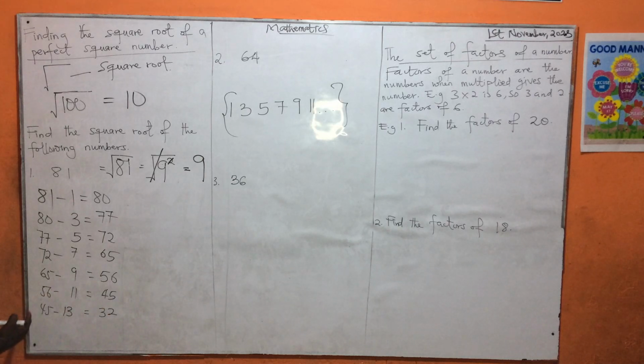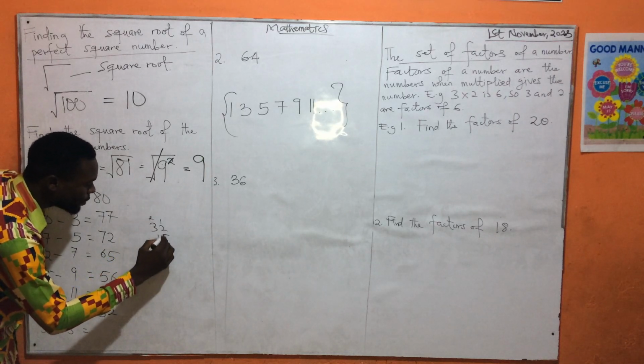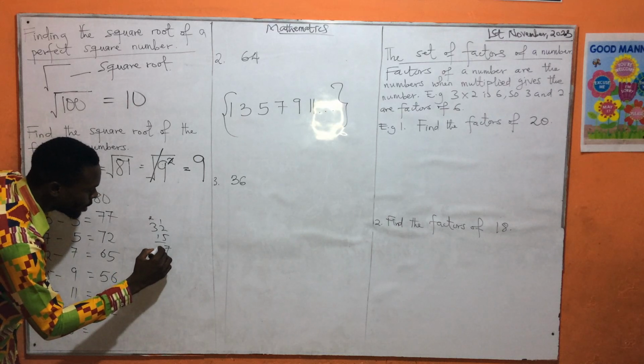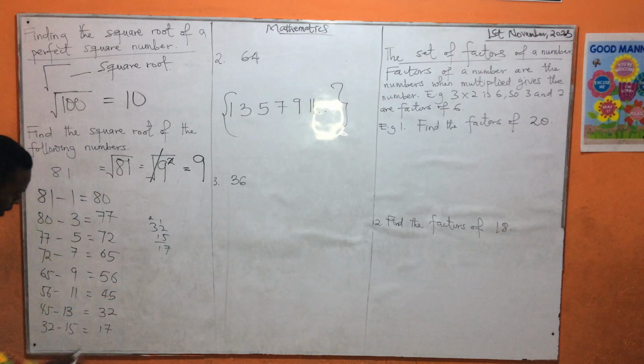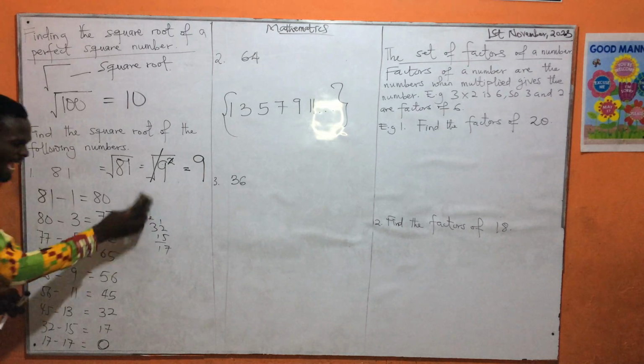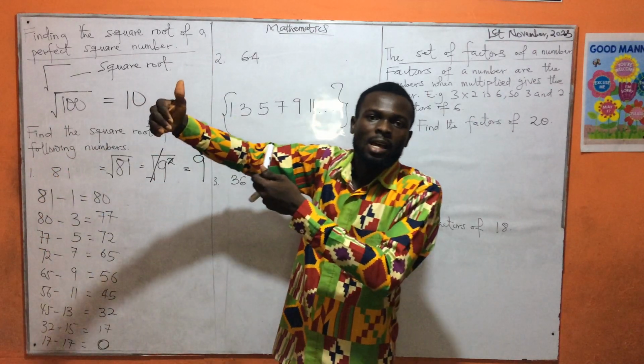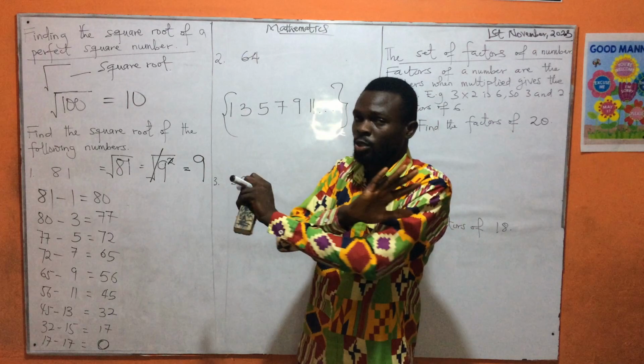Now 32, subtract the next odd number. After 13, the next odd number is 15. So if you subtract 15 from 32, you have 17. The next odd number is 17. So this answer, which is 17, subtract 17 from 17, that gives you 0. So whenever you subtract and you hit 0, you stop. So we are going to subtract the odd numbers from the result till we get 0.